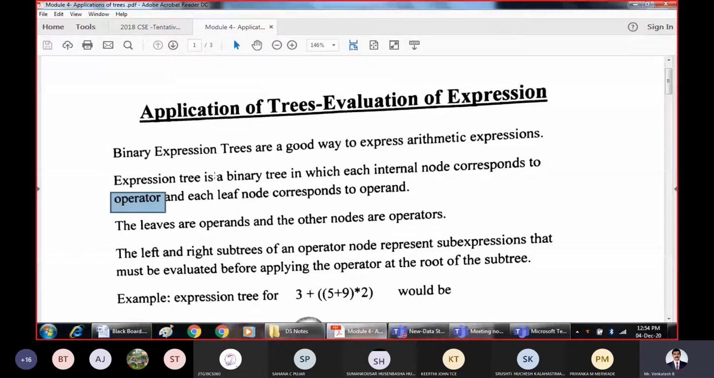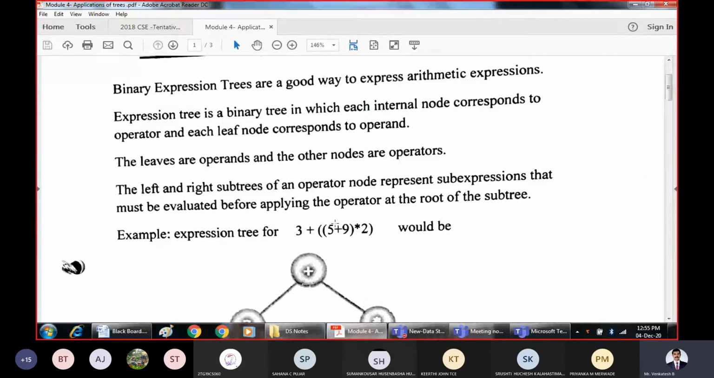Please concentrate. An expression tree is a binary tree in which each internal node is an operator and each leaf node is an operand. Because an expression contains operators and operands, all the internal nodes are represented by operators and all the operands are represented by the leaf nodes. The leaves are operands and other nodes are operators. That's it. The left and right subtrees of an operator node represent the sub-expressions that must be evaluated before applying the operator at the root of the subtree.